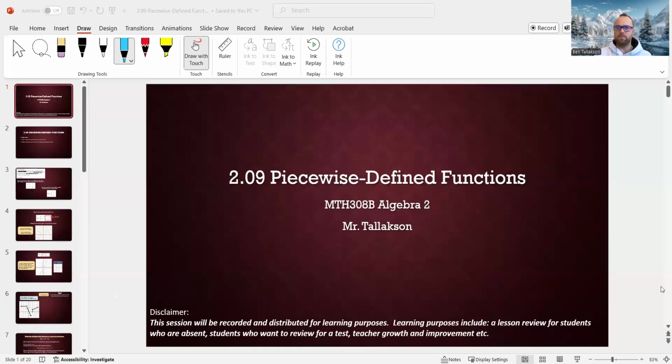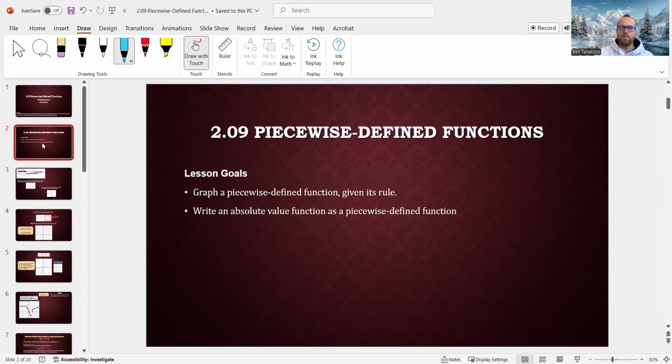Another day, another function. Today is 2.09, piecewise defined functions. Let's look at our goals. Just like every function we see, we're going to be graphing these. And what's really the heart and soul of piecewise defined functions are the rules. You'll see that very soon. And we're also, at the end of this, going to look at how we write an absolute value function, which you've just learned about, as a piecewise defined function.